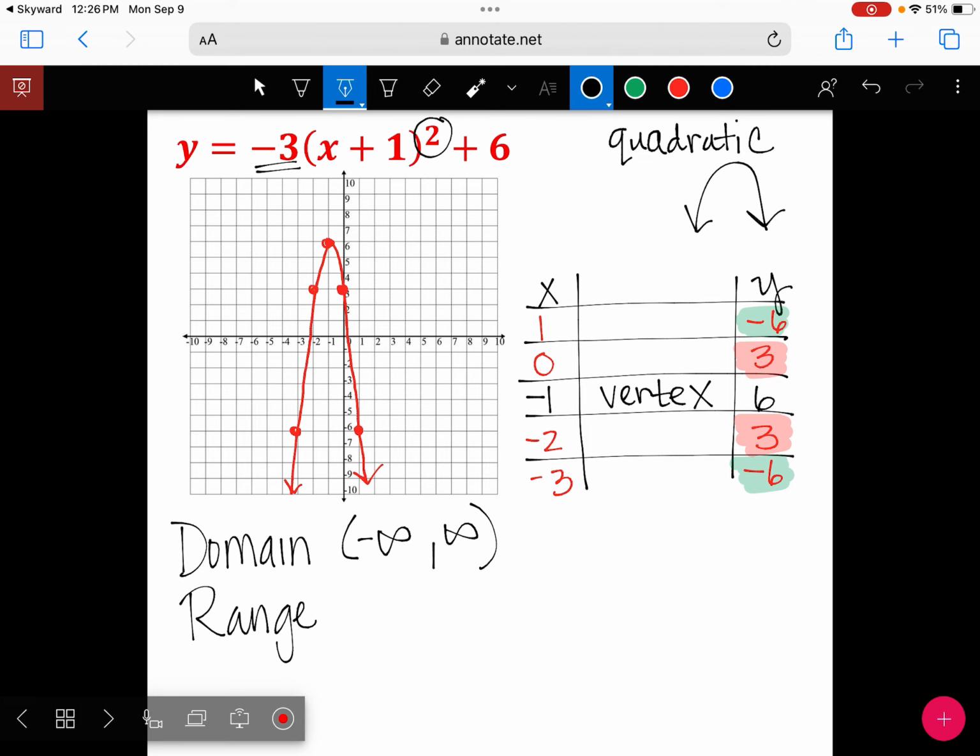For the range, it would be bracket +6 to close. You got to switch it. So you got to start with the smallest number. Negative infinity comes first because that's the smallest number in the world. And it goes all the way up to +6. 6 gets a bracket. All right, good work, y'all.